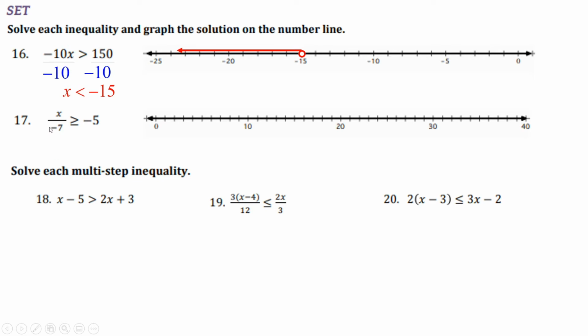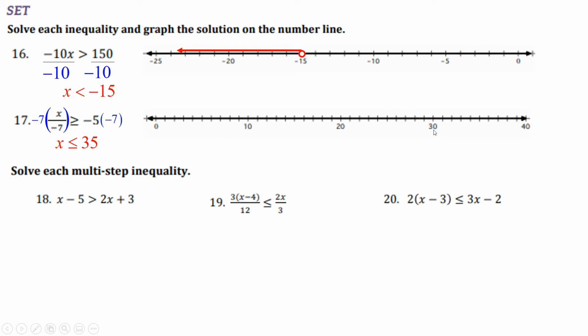17. x divided by negative 7. So we're going to need to multiply both sides by negative 7. All right, and we multiplied both sides by a negative number, so see that greater than or equal to? Less than or equal to. And on the left, the negative 7's will cancel, leaving your factor of x. And on the right, we have a negative times a negative is positive, and 5 times 7, 35. So x is less than or equal to 35.